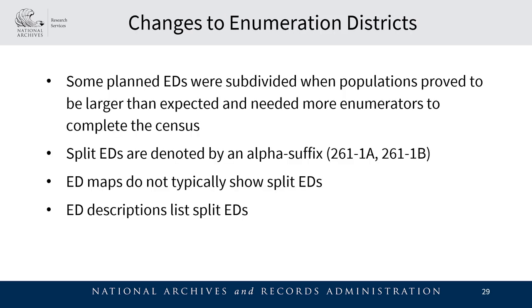Another limitation to census enumeration district maps is that they do not typically show changes to enumeration districts. Sometimes, once enumerators or supervisors got on the ground to begin their work, they discovered that the planned enumeration districts were too large or contained more people than had been expected. As a result, enumeration districts were split into smaller districts to allow the work to be distributed among more enumerators. This is shown on census records through the addition of an alphabetical suffix, for example 261-1A, 261-1B.